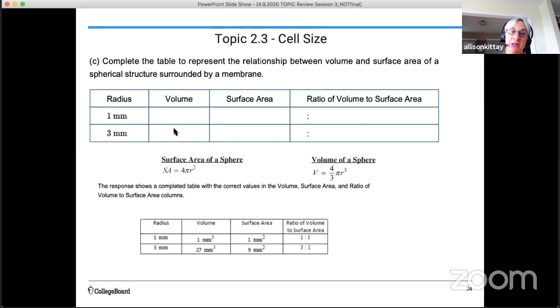In the next case, you're going to calculate the volume to be 23 millimeters cubed, and the surface area is 9 millimeters squared. So the surface area to volume ratio is 3-to-1. Remember, the higher the surface area to volume ratio, the more efficient the cell will be.